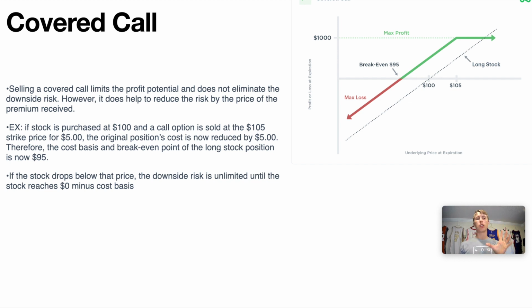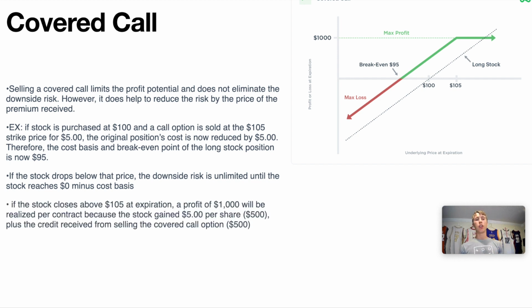But we're going to stick to the Tradefi example so you can understand it. If this stock closes above $105 at expiration, I will have a profit of $1,000. The reason why it's $1,000 is because it's $5 per share times 100, which gives me $500, which is the premium I got for writing the call option, and the other $500 is coming from the profit I received. If I bought the stock at $100 and sold it at $105, that means I profit $5. Then you multiply it by the 100 shares, that means it's $500.